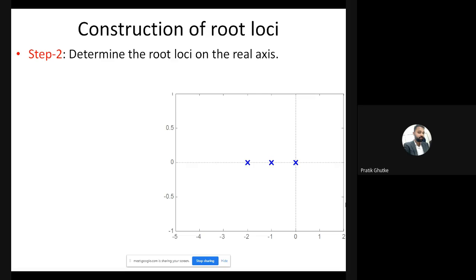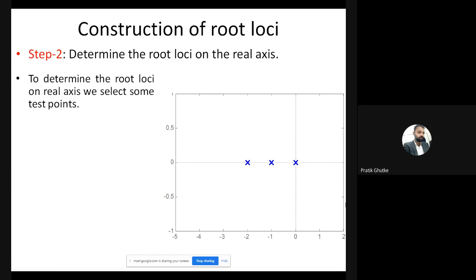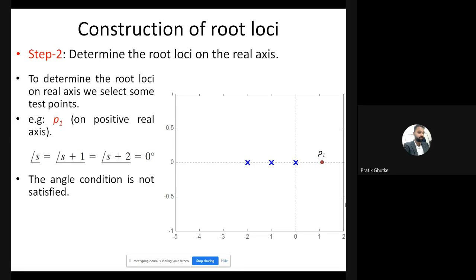So what is my next step? Determine the root locus on the real axis. To determine the root locus on the real axis, we select some test points, for example P1 on the positive real axis. P1 is a point on the right hand side. So the angle of s, s plus 1, s plus 2 would be equal to 0. The angle condition is not satisfied. Why? Because it is coming 0, and it should come pi. The angle condition is not satisfied then.